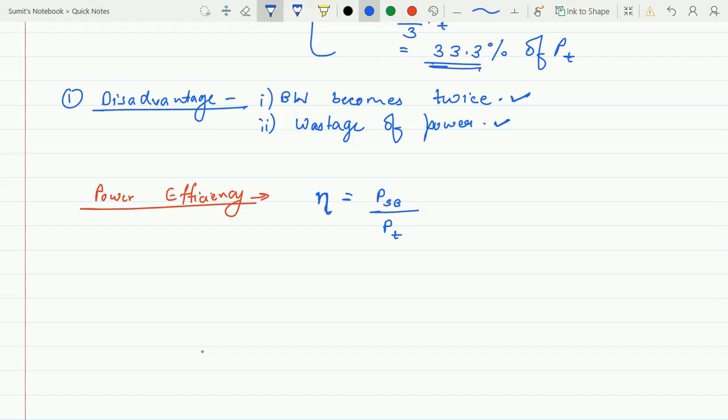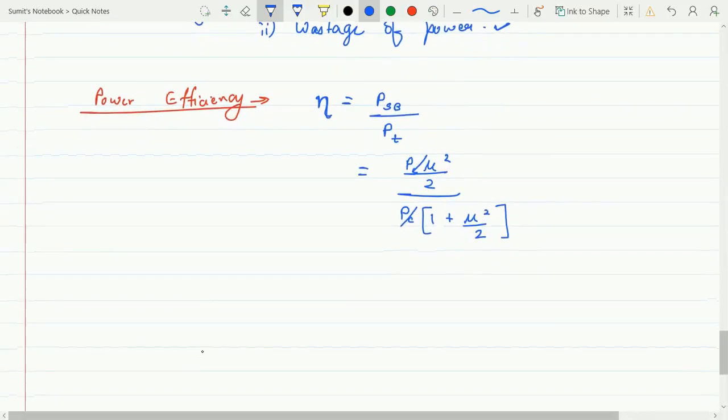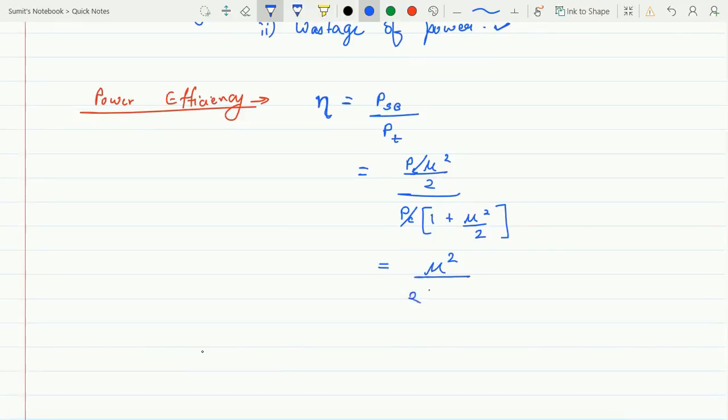We know PSB, the total sideband power, is PC mu square by 2, and the total power is PC times 1 plus mu square by 2. So cancel the PC here, do some calculation, make it mu square, and cancel the 2 also. So it becomes mu square by 2 plus mu square. This becomes your power efficiency.